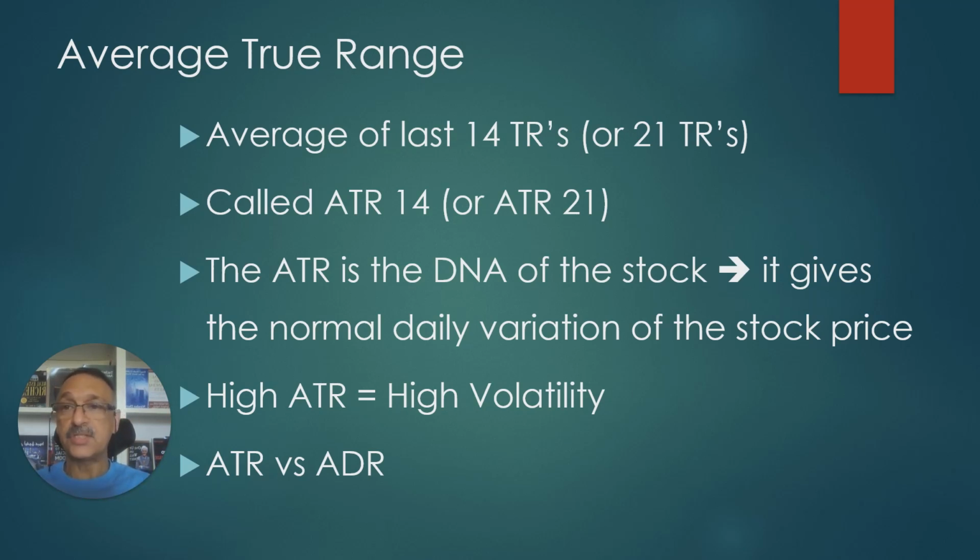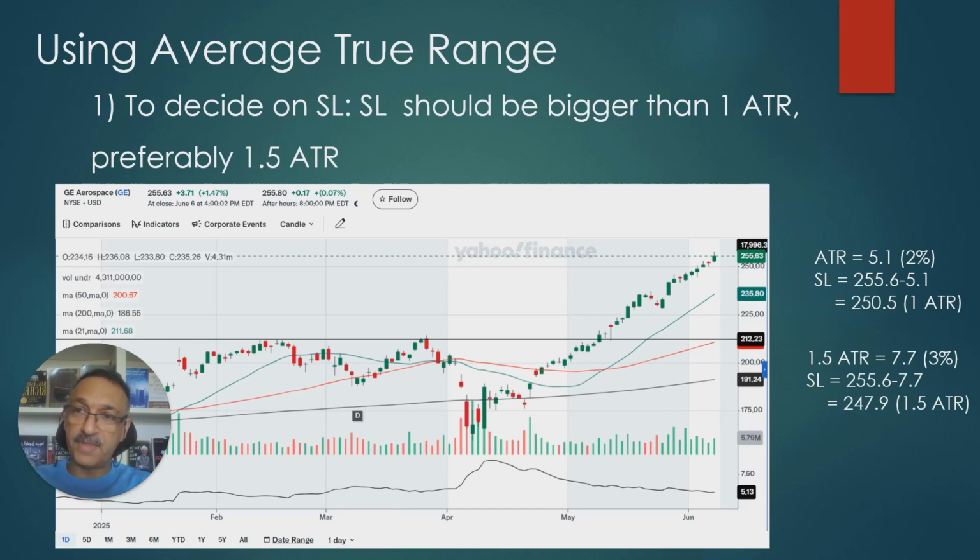Okay, now we understood the formula and what we mean by average true range. Let's see how we can use it. I'll give you 5 usages of the ATR. The first use of the ATR is to decide on the stop loss. Stop loss is very important. There is no trader trading stocks without a stop loss. You are doing anything else other than trading if you do not use a stop loss.